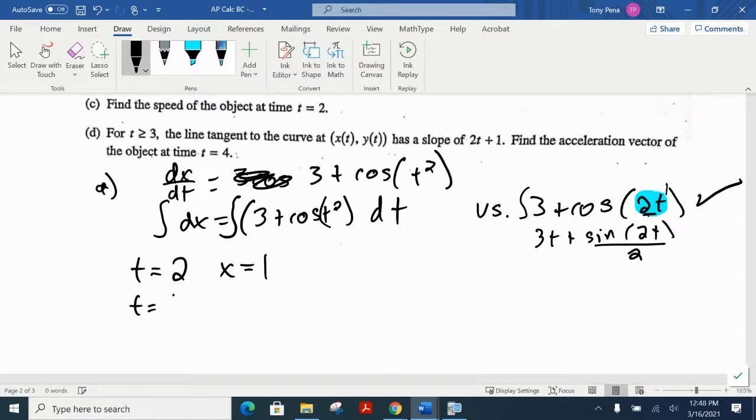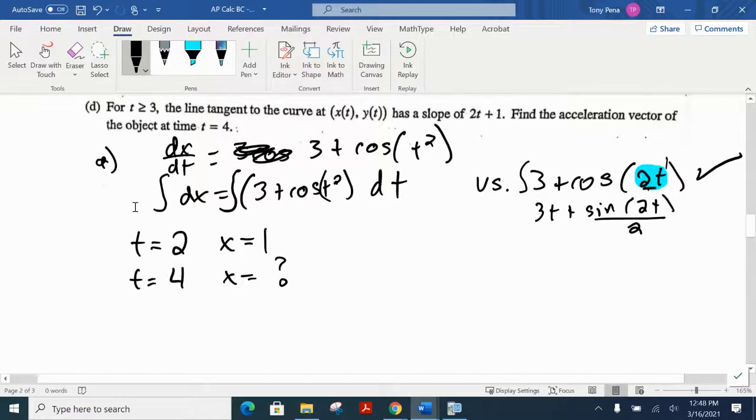What we want to know is, at the time of 4, what is our new x position? If this had an antiderivative, we would do it like we've done 3 or 4 times already today: antiderivative, find your c, do the substitution, and then plug in 4. We can't do that.